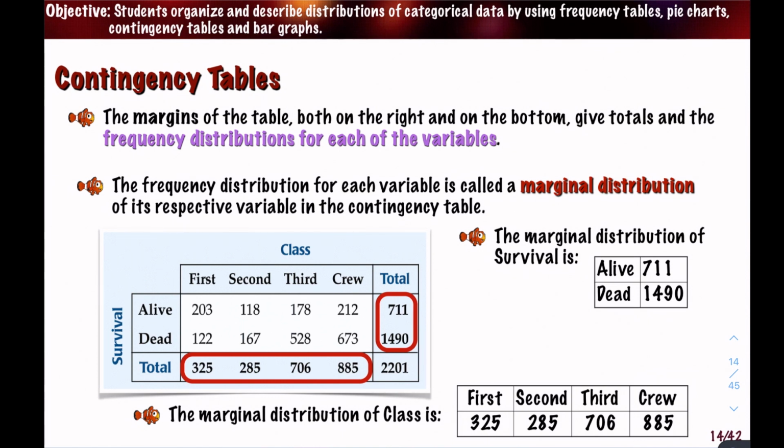So the margins of the table, both on the right and on the bottom, give totals and the frequency distributions for each of the variables. The frequency distribution for each variable is called the marginal distribution because it resides on the margins. So if we're looking for the marginal distribution of survival, we have 700 people that lived and 1490 that died. If we were looking for the marginal distribution of class, noting that we have class as columns and survival as rows, we get our marginal distribution for class.